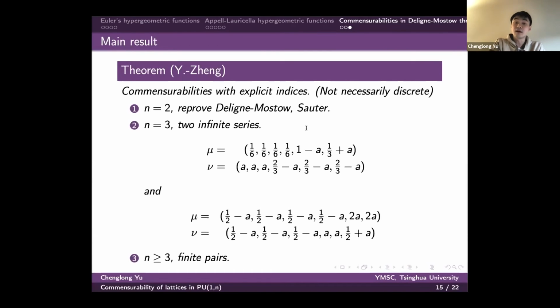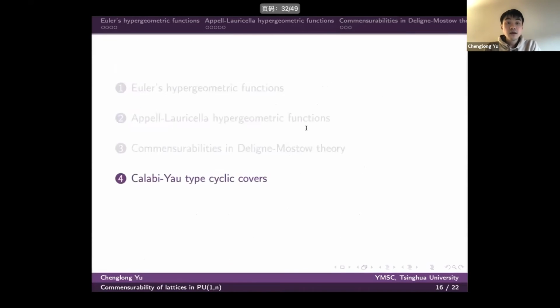They are not necessarily discrete. Those pairs work for general mu and nu. So in dimension 2, our machinery reproves or rediscovers the results from Deligne-Mostow and Sauter. And in dimension 3, we found 2 infinite series of pairs. Those are the pairs given by these numbers, and the parameter A is chosen such that each parameter is from 0 to 1. For n greater than or equal to 3, we have some other finite pairs of relations.